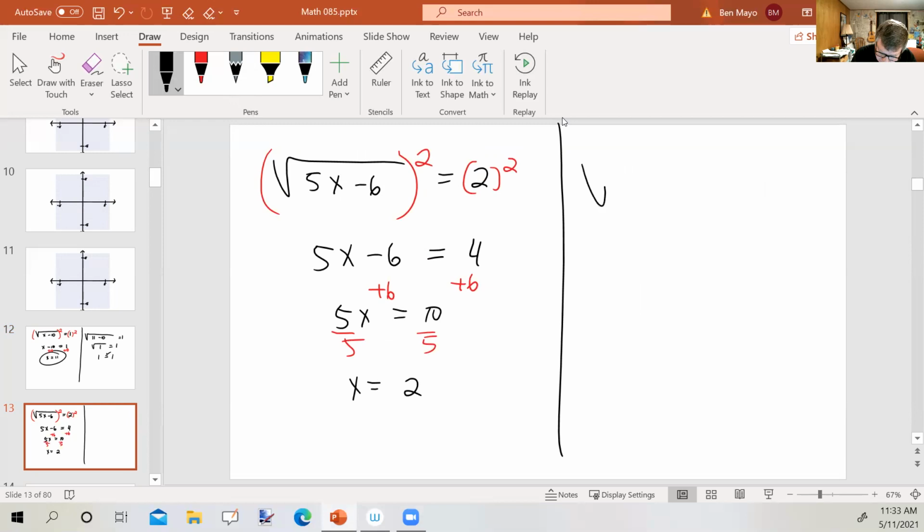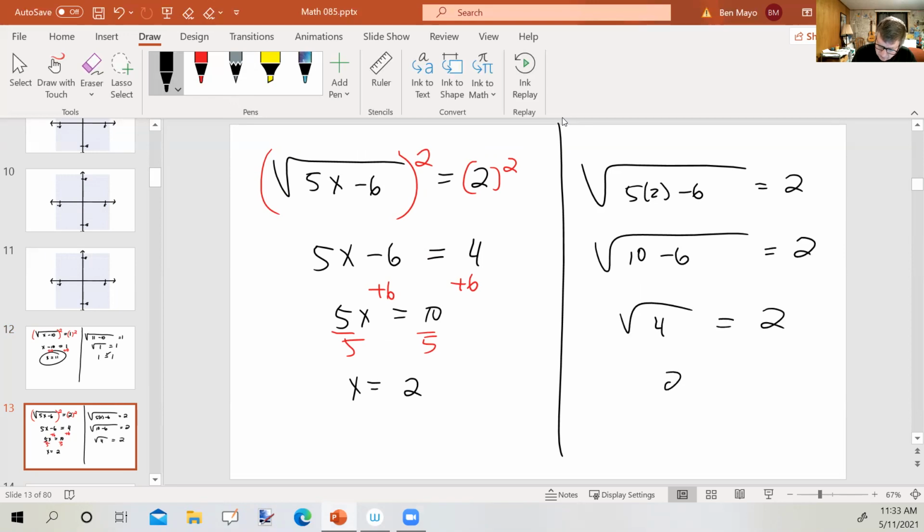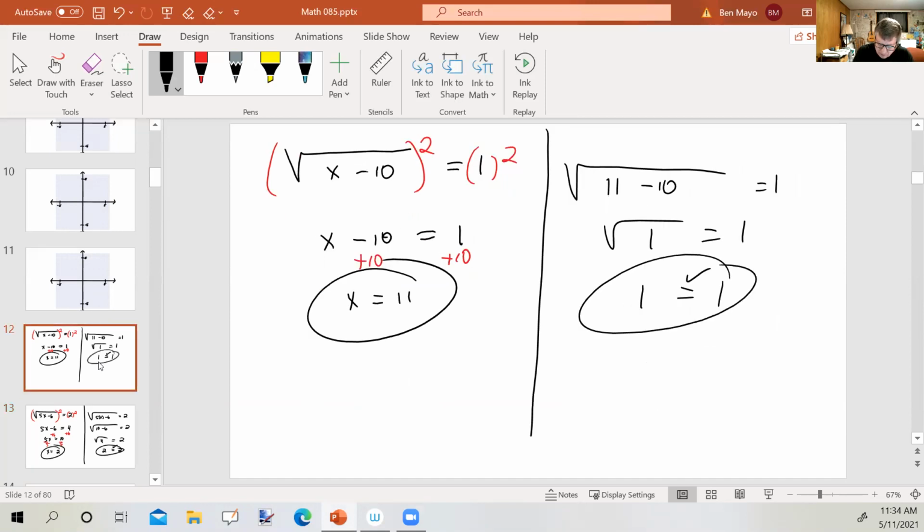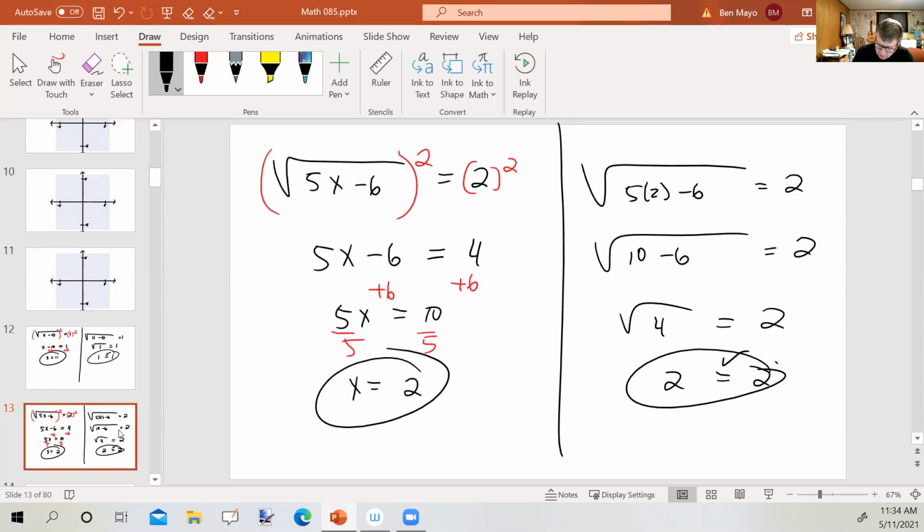Let's check our answer. So we get the square root of the quantity 5 times 2 minus 6 equals 2, which is the square root of 10 minus 6 equals 2, which is the square root of 4 equals 2, which is 2 equals 2. So x equals 2 is the solution. Notice over here we got the solution equals the solution. That doesn't always happen. Go back to the last one. Here we got 1 equals 1, but the solution was 11. So don't confuse this with the solution. This is just showing that it checks, both sides are equal when we plug the solution in.